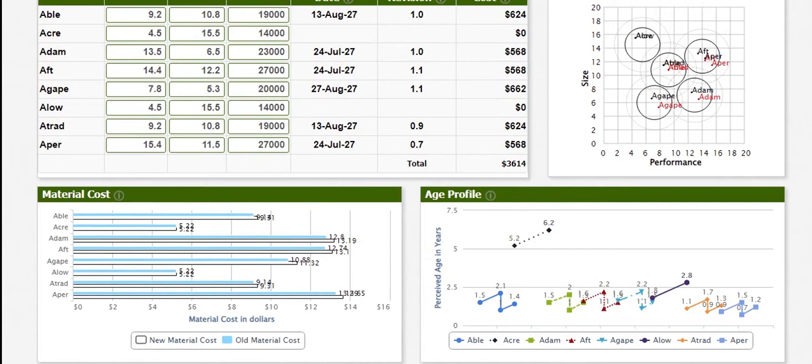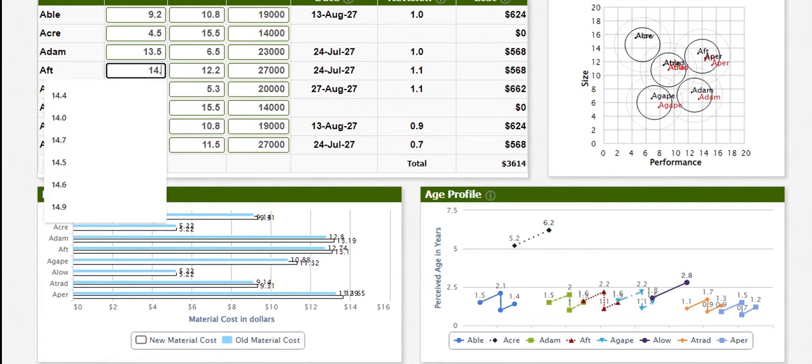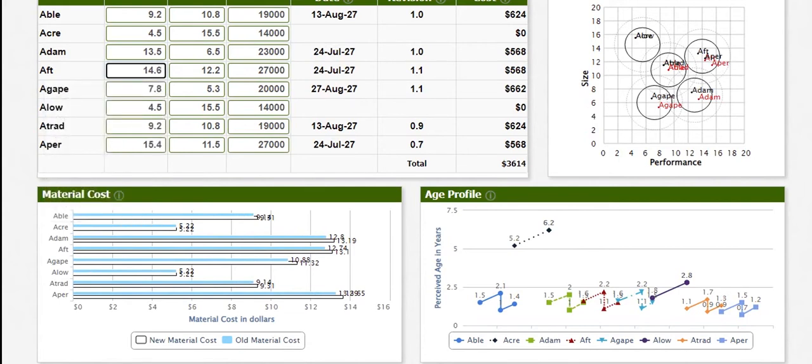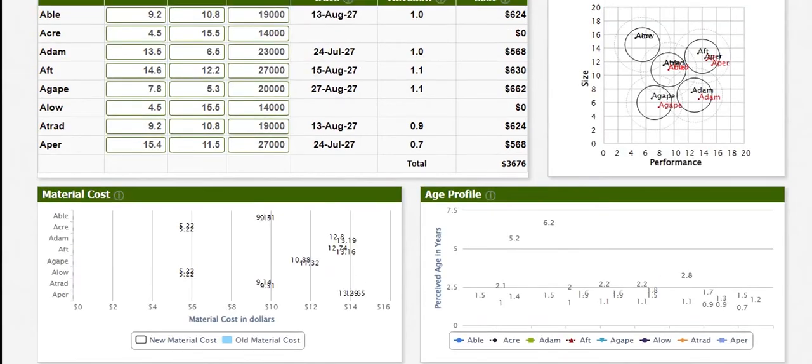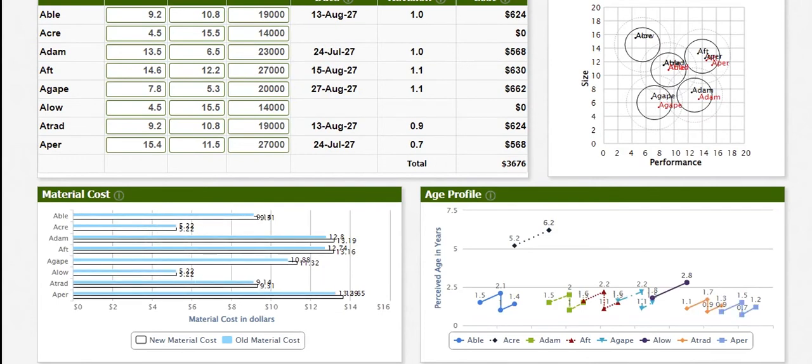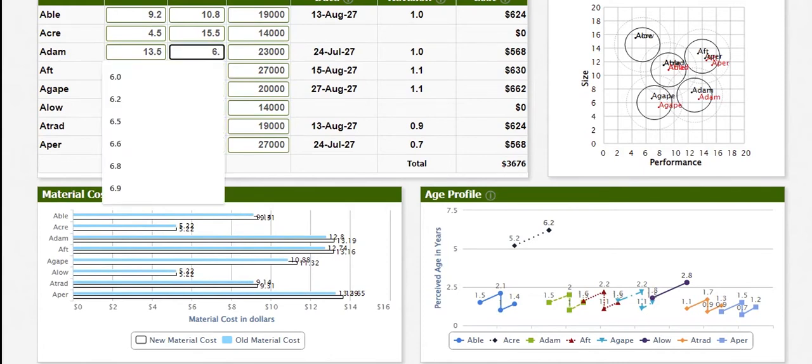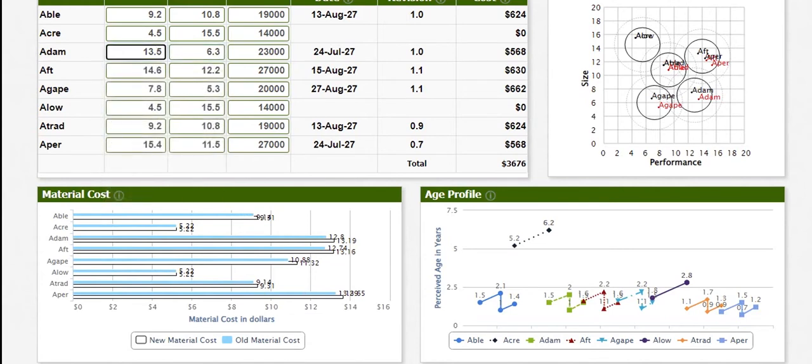Let's go to Aft. Aft we have 14.4. For Aft, performance is usually better than size. So let's try increasing the performance a little bit and see what happens. So that one will come out on August 15. So for Adam, let's try reducing both the size and performance. Let's have 3 there and 7. Let's see what next. Let's try, we want everything to come out within August.